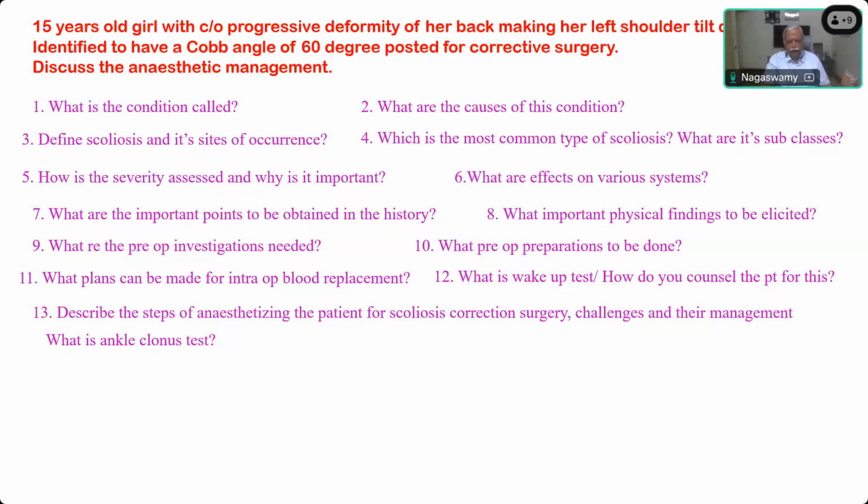How do you calculate the spinal cord perfusion pressure, SCPP?